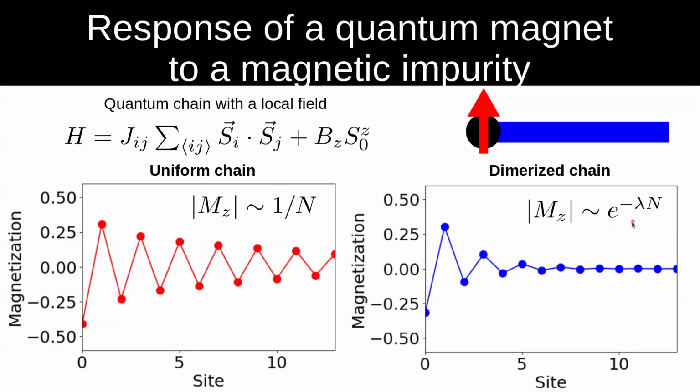And the length scale that you get in this exponential is roughly the same length scale as the one that you would have in the gap before. So just by looking at the response of a system when we put a magnetic impurity, we can know if our system is gapless in the thermodynamic limit or if it has a gap. If the decay of the response is power law, then it's gapless. If the decay of the response is exponential, then we have a gap.